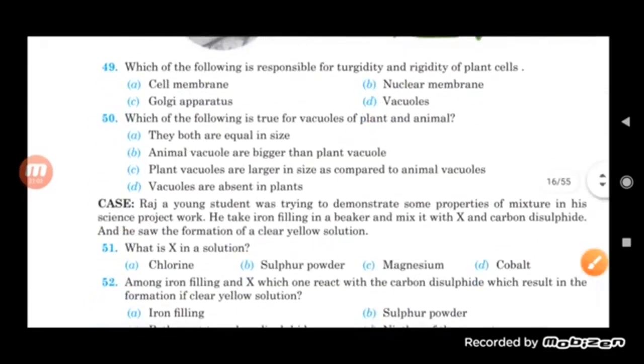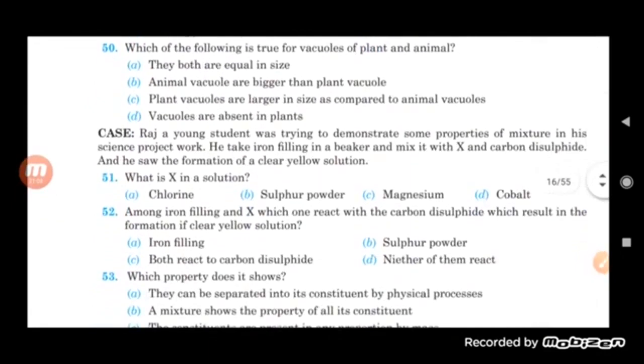Which of the following is true for vacuole of plant and animals? Now see here, they both are equal in size. Animal vacuoles are bigger than plant vacuoles. You know that it is wrong, because animal vacuoles are quite smaller. Both are equal in size, no, this is also not correct, because in case of a plant cell, the vacuoles are quite high, larger. Then plant vacuoles are larger.